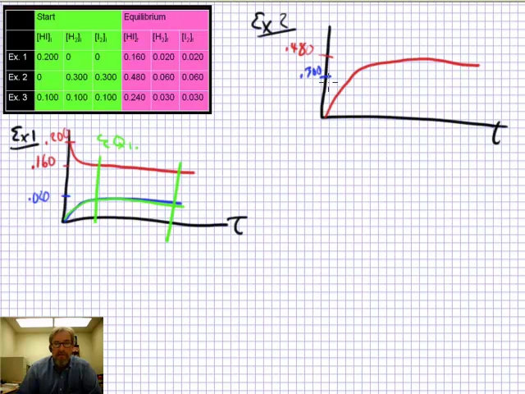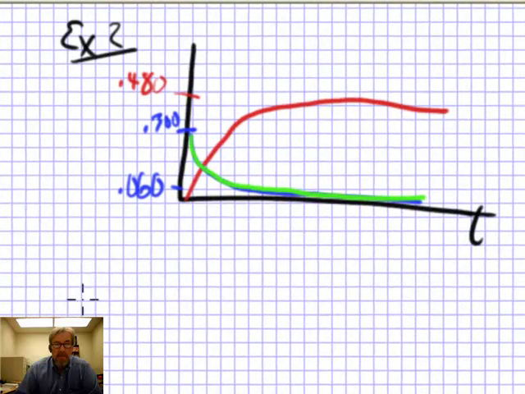My I2 concentration starts out at 0.3, and it drops until at dynamic equilibrium it's finally at 0.06. H2 concentration follows that same pattern, starts at 0.3 and ends at 0.06.